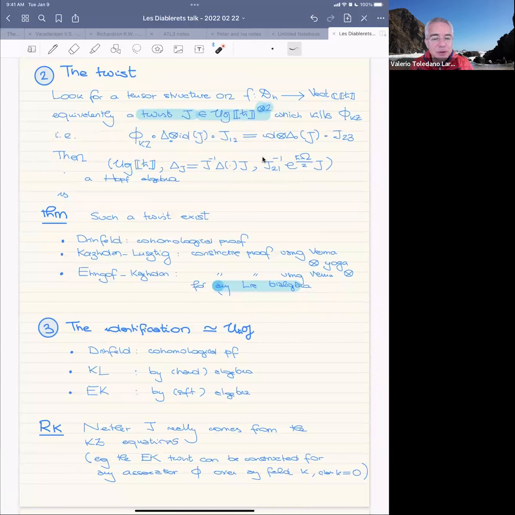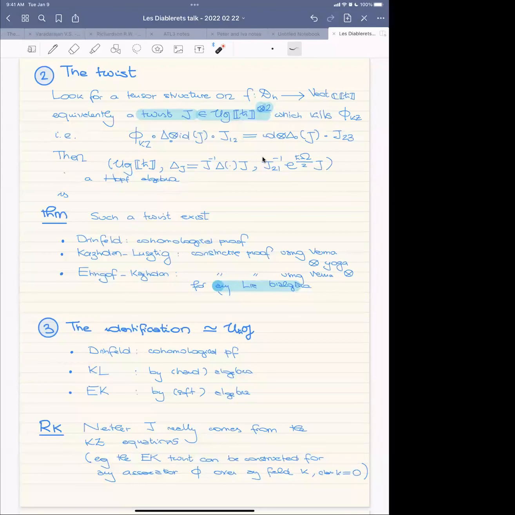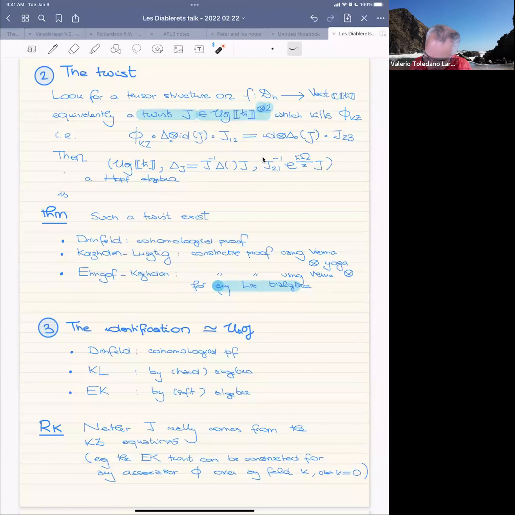it's clear that the associator comes from the KZ equations. But in some sense, it's not really clear that this twist that's constructed either here, here, or here comes from the KZ equations, in the sense that it's obtained by an algebraic procedure. And in fact, as Etingof and Kashdan showed, that procedure, which they devised, works for an arbitrary associator, in fact, over an arbitrary field of characteristic 0. So you're not really exploiting the KZ equations at all. So you use them to get the associator, then somehow you throw them out, and then go into characteristic 0 arbitrary associator land.